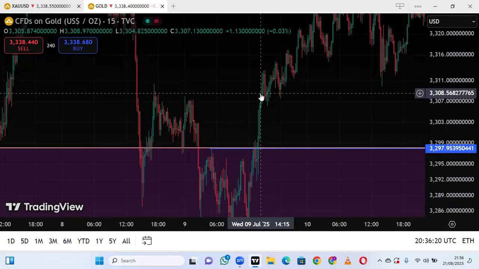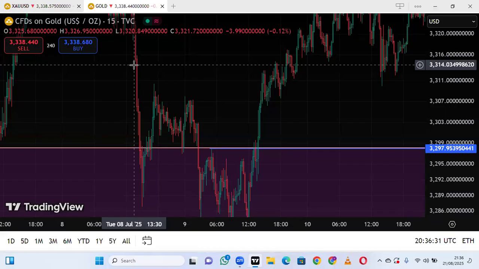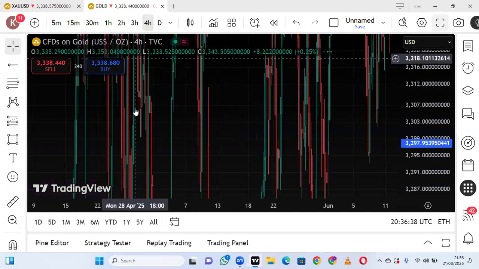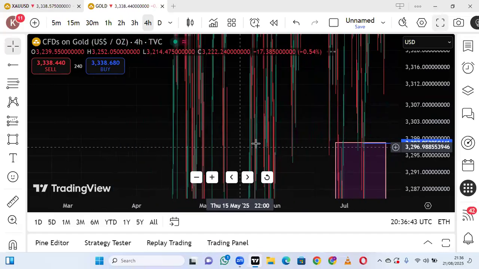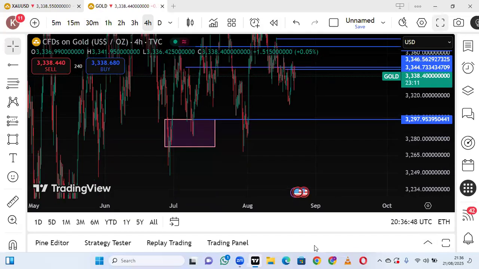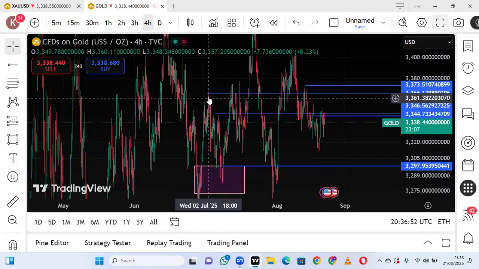The first high, external structure. You can also call it external liquidity. Yeah. So you target the external at the 4 hours time frame, just like I said, which is here. You target the last high, which is this, this, and this.